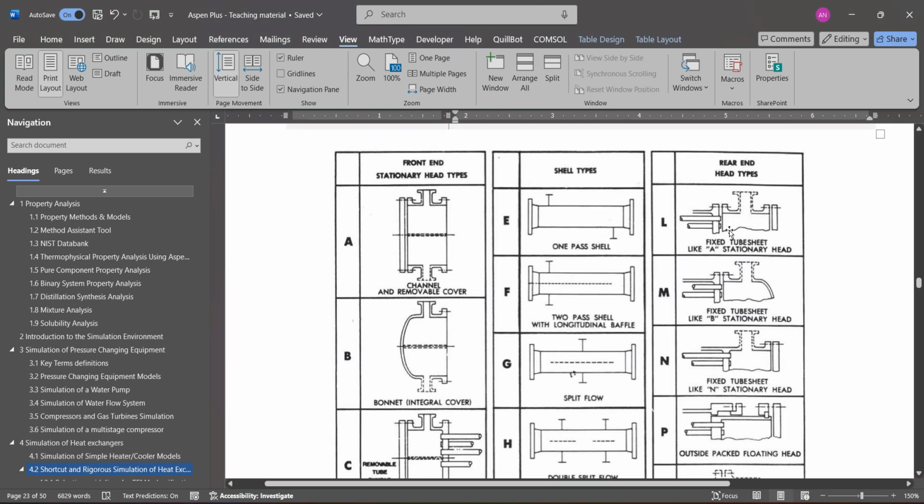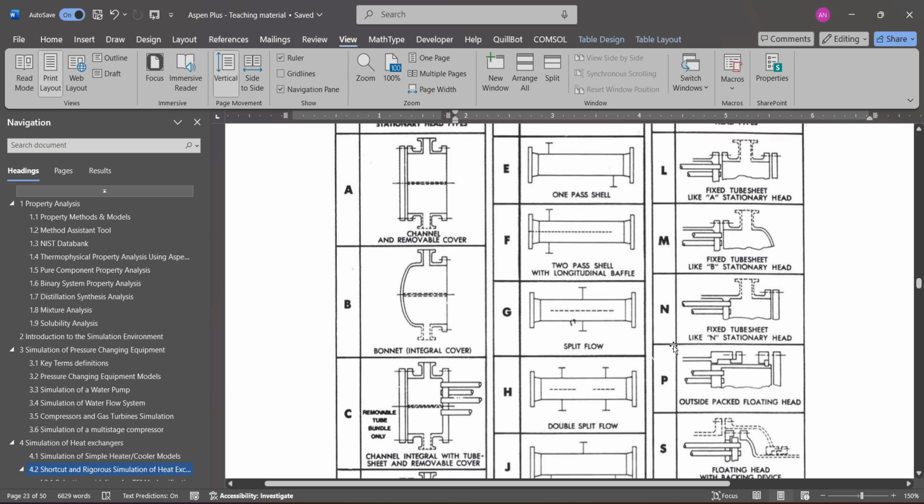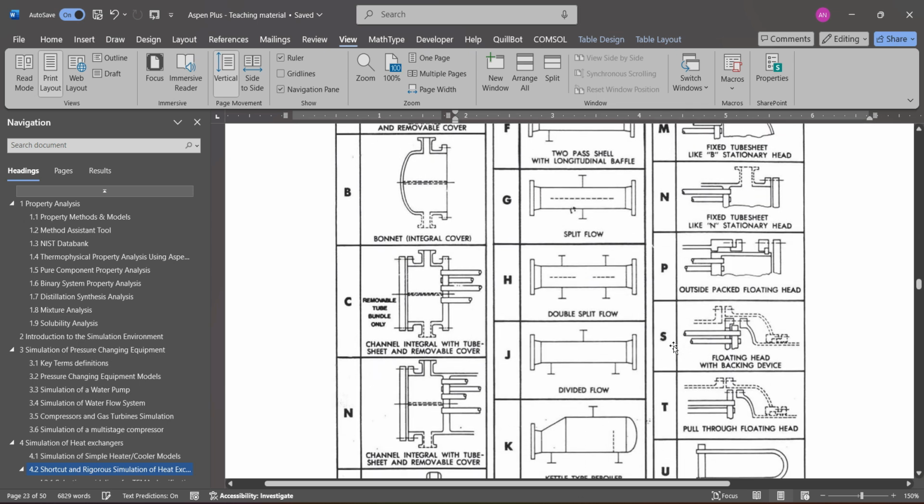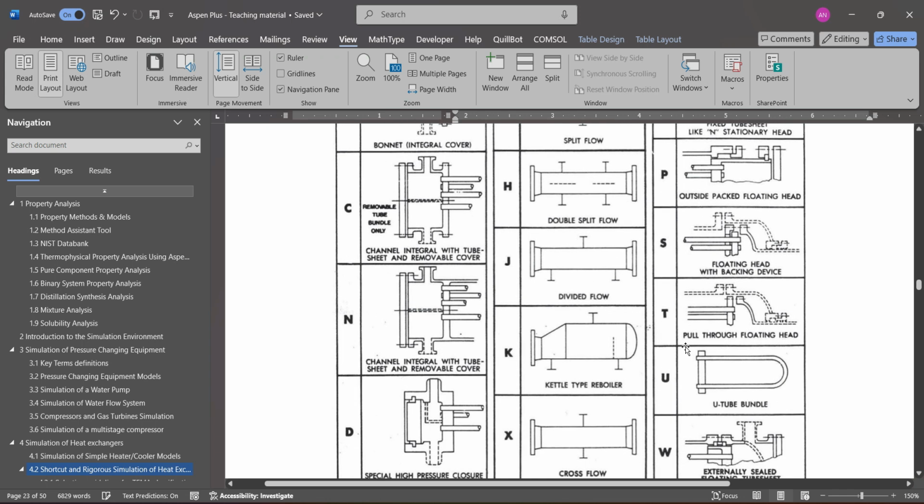For the rear head, it totally depends what kind of service we are expecting from the heat exchanger. So in that case, the fixed tube sheet, the L type, and the floating head, that is the S type, these are the common configurations. But of course, the other configurations are still available.